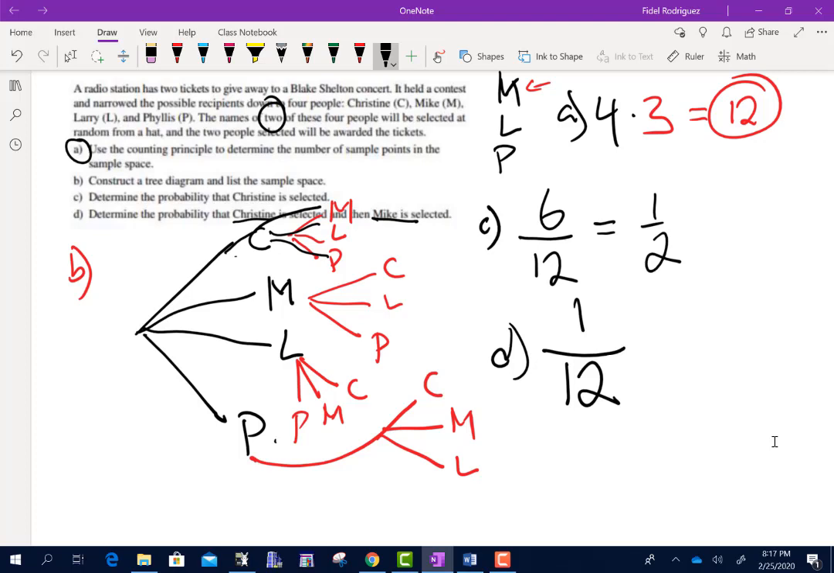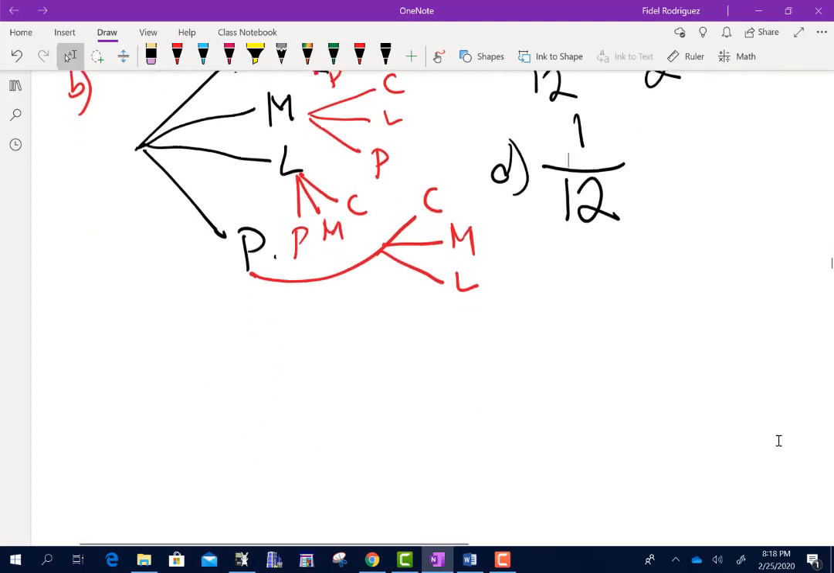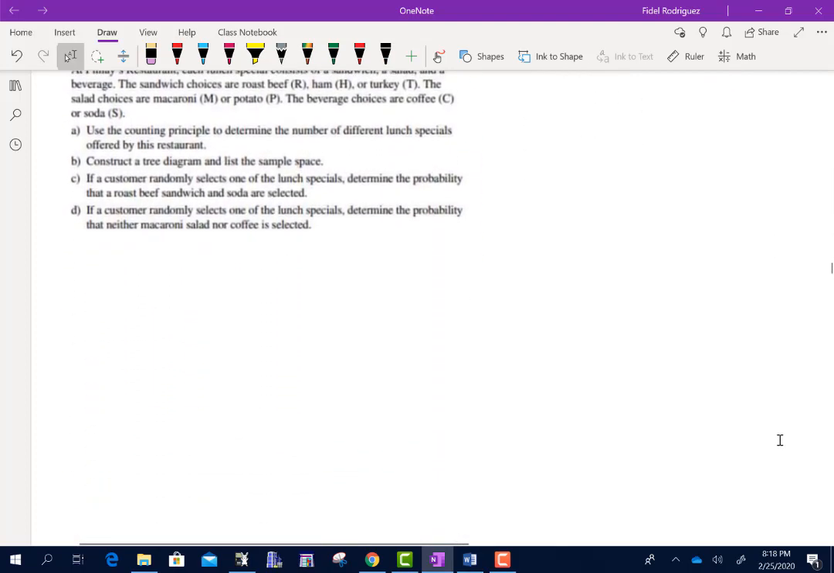So, what I like about the tree diagram, guys, is that it's visual. I can see exactly what's going on. Obviously it gets a little messy. I'm going to try to do a little better job drawing my tree diagram on the next problem. But it's visual. I can see what's going on. All right. So, let's take a look at the next one.